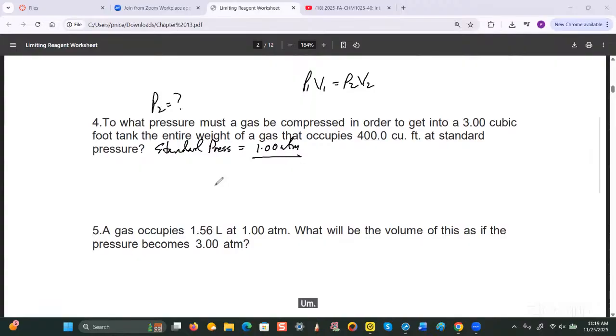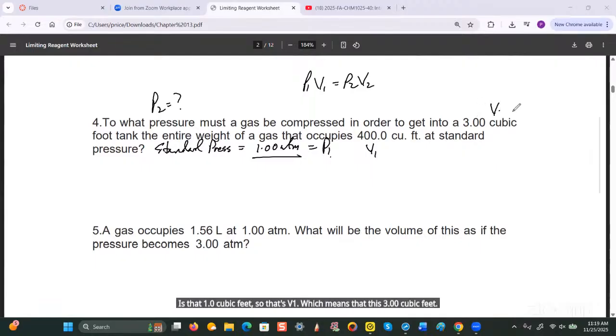What would be P1? P1 would be standard pressure. Exactly. So this is P1 right here. What would be V1? Exactly, 400.0 cubic feet, so that's V1, which means that the 3.00 cubic feet would be V2, all right?